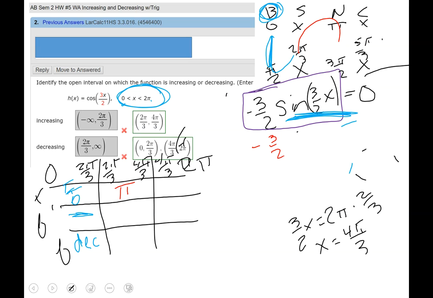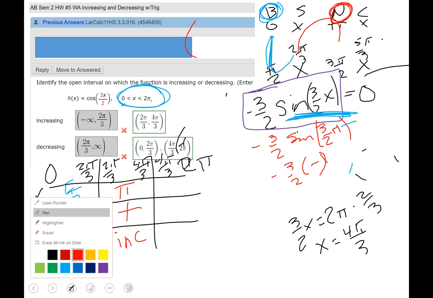So I'm going to put that in here. So I've got negative 3/2 sine of 3/2 pi, or 3 pi over 2. The sine of 3 pi over 2 is actually in this column here, okay? So in that column there, we know that neither sine nor cosine is positive, which means I've got negative 3/2 times a negative, so negative times a negative is going to be positive, which means that in this interval it is increasing. All right, one more interval.